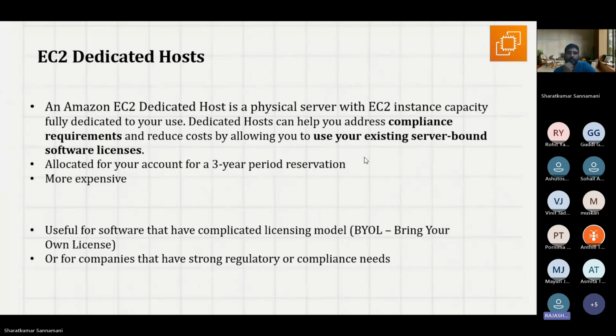Now the EC2 dedicated host. It was already presented by Purnima. She has given a good example. A dedicated host is something like you're owning the complete building. It was presented by Ashmita Tiwari. Sorry. Yeah, dedicated means completely owning the building.